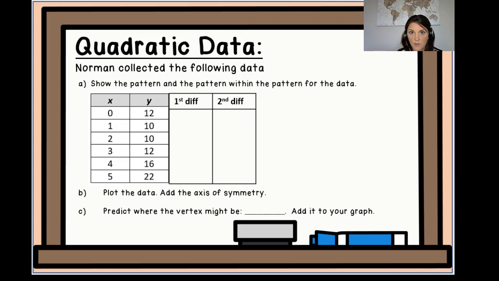Okay, so the first differences, remember, we're looking at the change as we move down the y column. So when we go from 12 to 10, what's the change? And then from 10 to 10, 10 to 12, 12 to 16, and 16 to 22. What are the changes as we move down that column? And remember, you can also get these values by taking the number below and subtracting the number above. Okay, so again, looking at our first differences, those are not all the same going down the column, so know that this is not a linear relation. So let's go ahead and look at our second differences, or in other words, the pattern within the pattern.